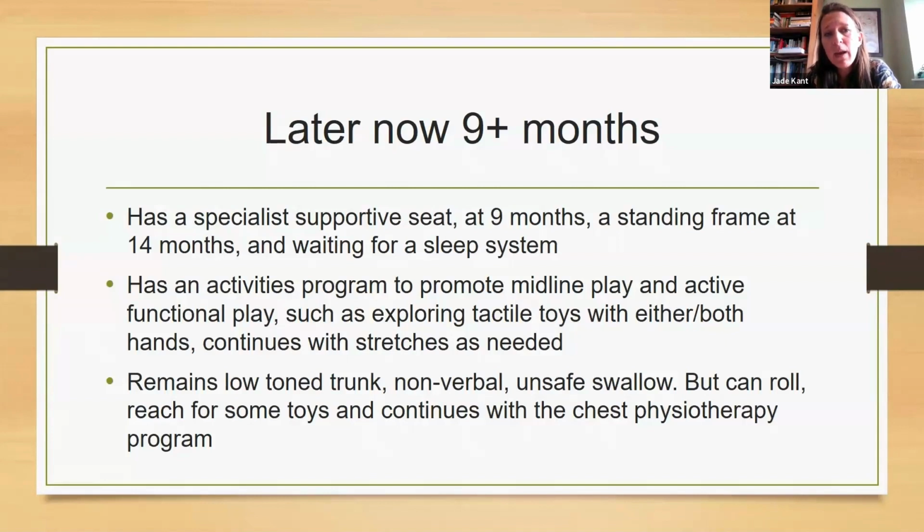And as they got confident with that, we then came back to the activity programs to promote midline play, being active and functional, finding out what tactile, what textured toys the child really enjoys. So is it the soft ribbons and scarves? Is it the hard, dry face cloths and sponges you've got in the house? Or is it foil, like crinkly blankets?